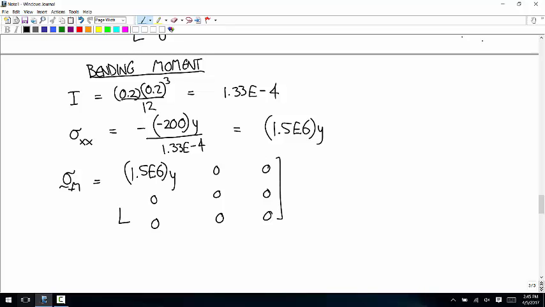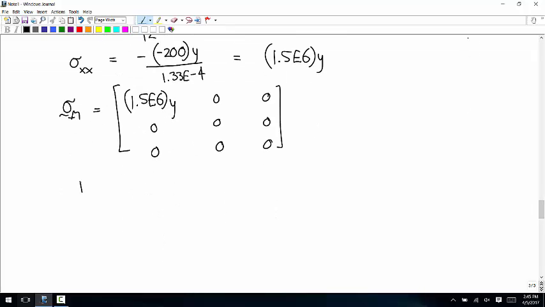And so finally, the total stress tensor you get from adding these tensors together element by element. So the stress tensor is equal to 1.5 times 10 to the 6 times y plus, was it positive 1500 for tension? Oh, yeah. Yeah, the stress, 37,500. And then zeros everywhere else.